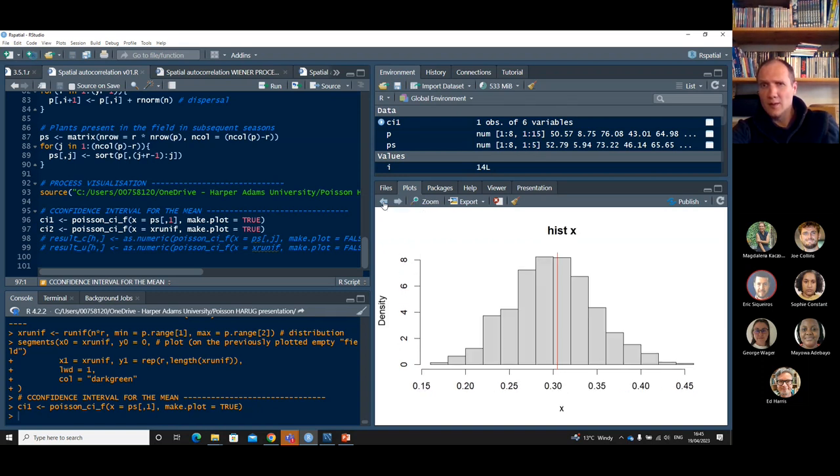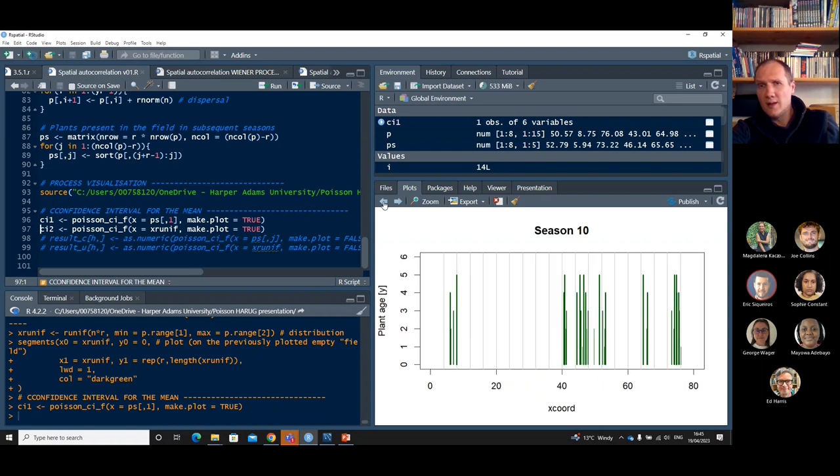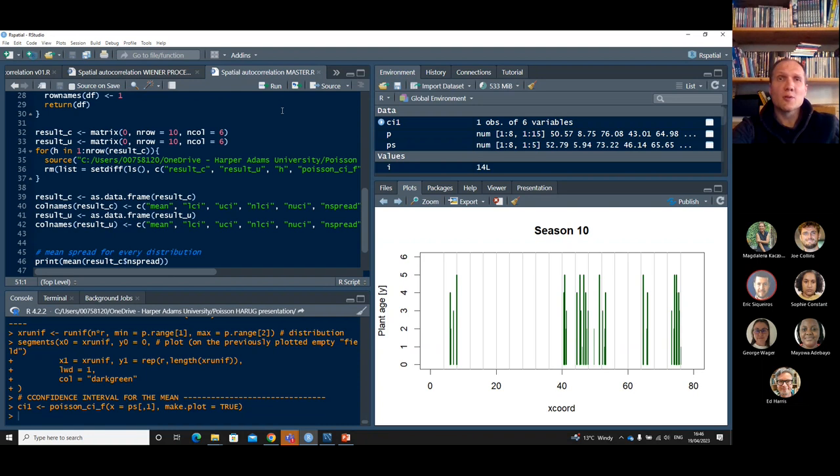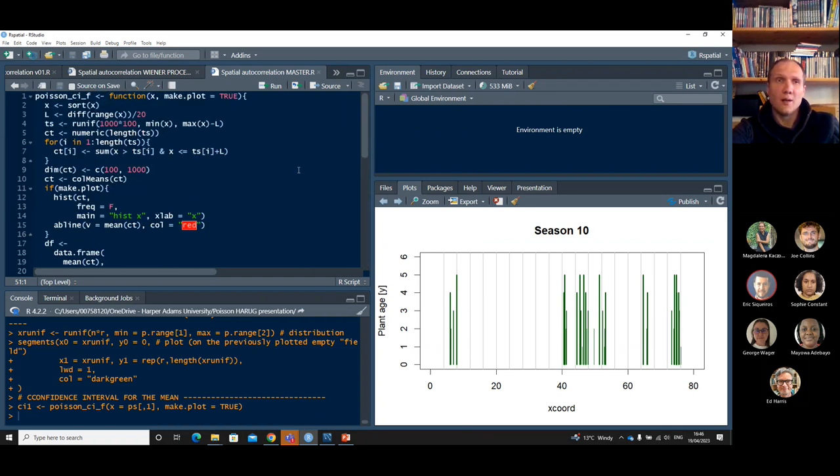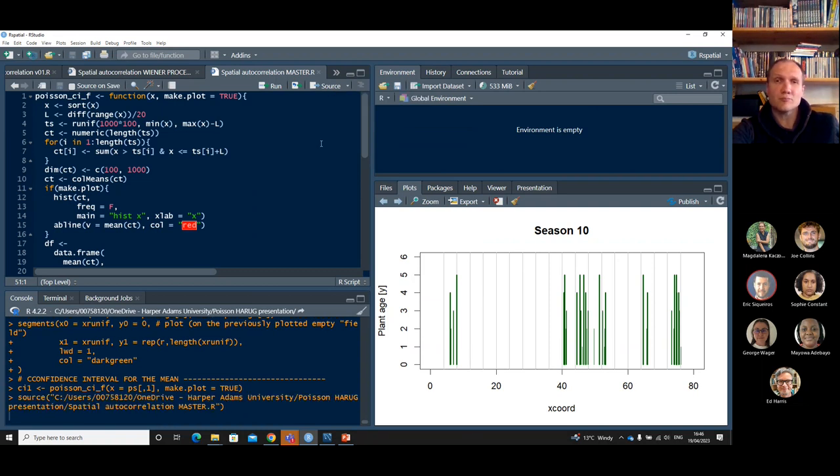So that's the spatially correlated one, and this is what the population looks like. It's concentrating around the original plants. And we cannot infer a lot from just one simulation. This is why I've got a script which runs the simulation many times. And we'll have a look at the confidence intervals for the mean.